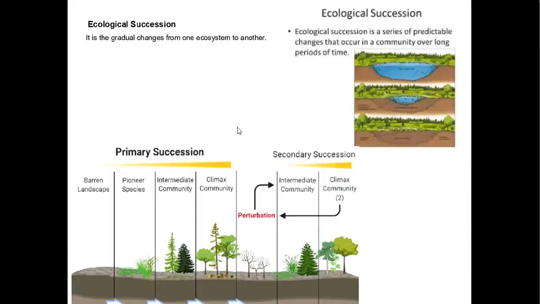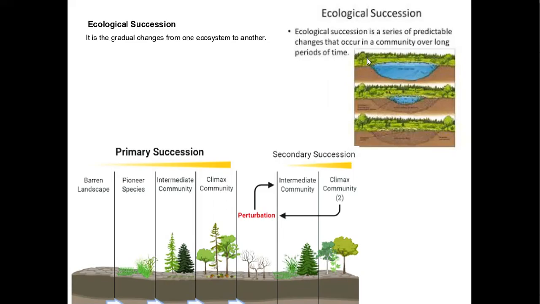Next is your ecological succession. This is one of the important topics. What is ecological succession? Succession means changes: how one ecosystem changes to form another ecosystem. That is your ecological succession. It is not a sudden change, it is a gradual change. So the definition of ecological succession is the gradual changes from one ecosystem to another ecosystem is known as ecological succession.